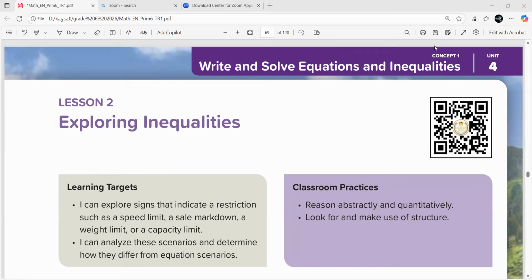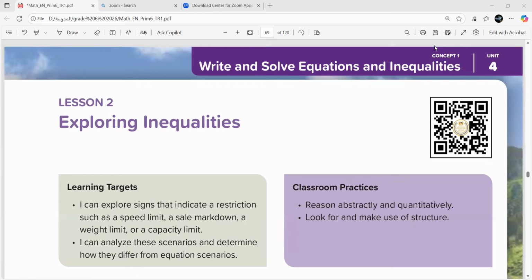Today we are going to study lesson 2 and lesson 3 in unit 4. As you know, we have studied before lesson 1, which was talking about solving equations. And we know that the equation is a mathematical sentence which contains an equal sign, a variable, and also an operation. Now we are going to study the inequality.